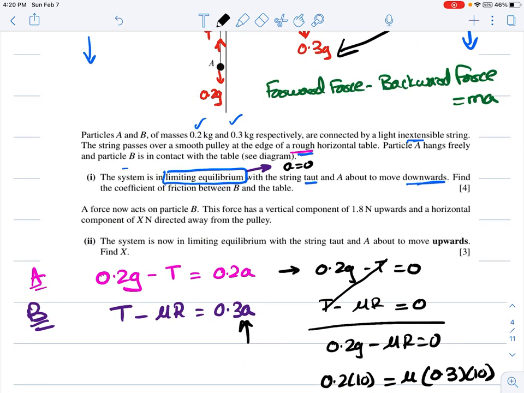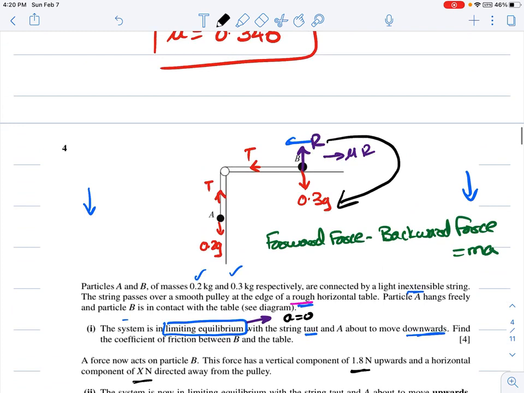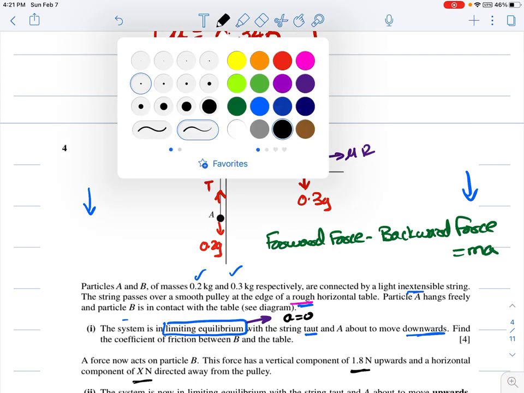Now what is happening in the second part? Let us go and read the second part. A force now acts on particle B. This force has a vertical component 1.8 newtons upwards and a horizontal component X newtons directed away from the pulley. So that's a good question. So what am I going to do? Erase this unnecessary diagram or this part. Now there is a force. Let me use a different color for that.